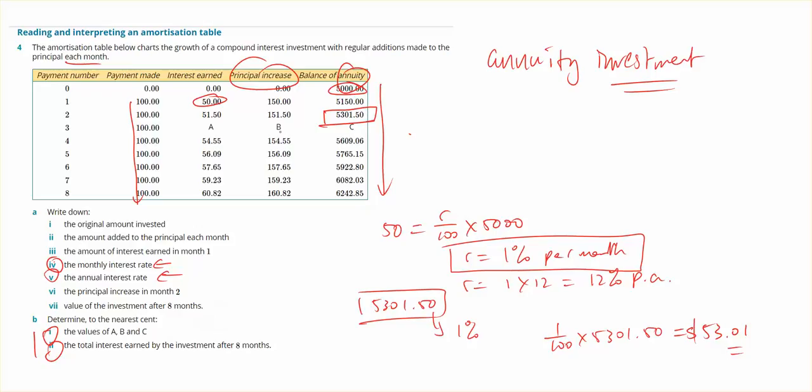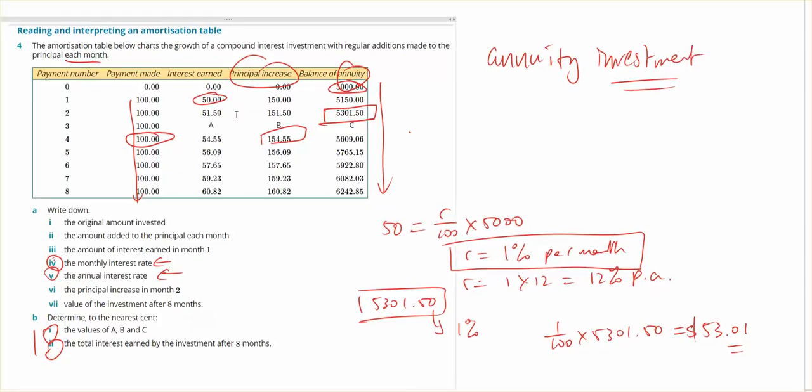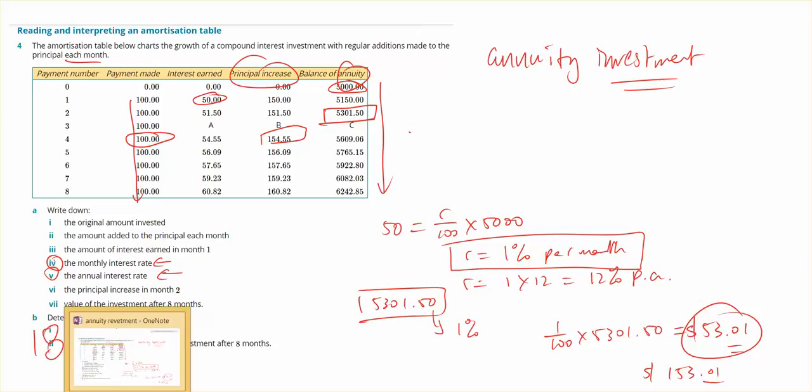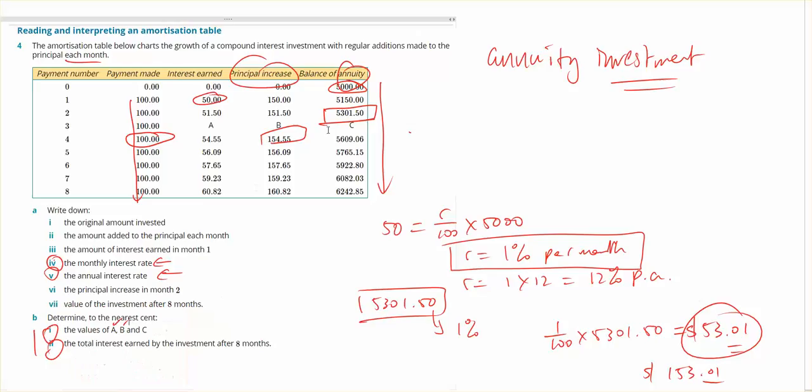For my B, what is my principal increase? Well, I've added $100 for the month because that's what I contribute to the account every month, plus my interest. Means that my interest is this. If I add $100 to it, it means that I get a value of $153.01. Okay, so that's my B value. That's my principal increase. And for my C value, it's my balance after that month.